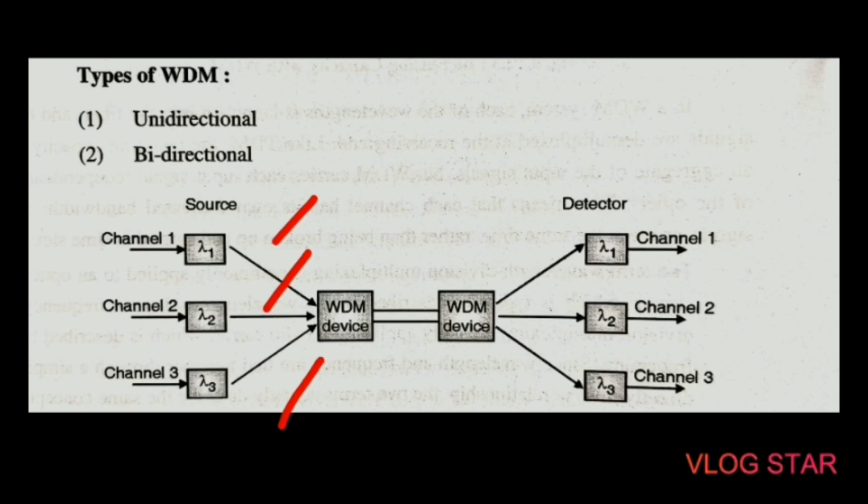This multiplexing closely resembles the way radio stations broadcast on different wavelengths without interfering with each other, because each channel is transmitted at a different frequency. We can select from them using a tuner. So at the transmitter side, the source is present which has different lambda values, that is lambda 1, lambda 2, lambda 3, and the WDM device is used at the transmitter and receiver side. At the transmitter side, multiplexing takes place, and at the receiver side, demultiplexing takes place.